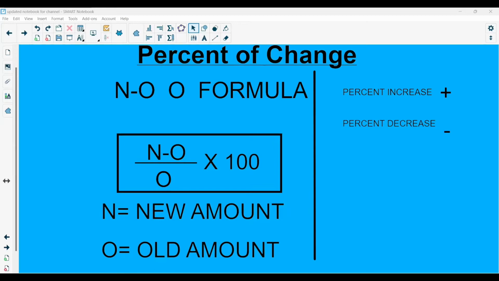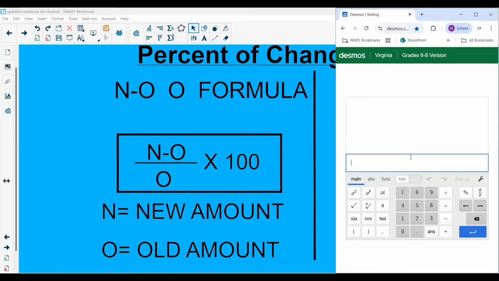Okay, so the way we're going to type our formulas in our calculators is just the way we see it. We're going to click this right here, this A over B, which gives me a fraction. We're going to say N minus O over O times 100. You cannot forget that times 100. And then we're going to write N equals, enter, O equals, just as such. If you want to write this out in your notes as well, just so you know how to set it up in your calculators, go ahead and do so.